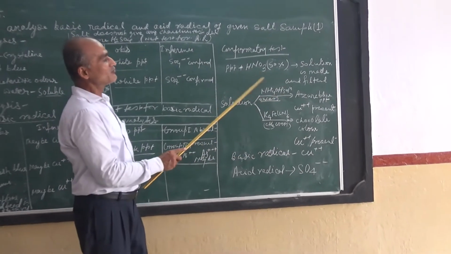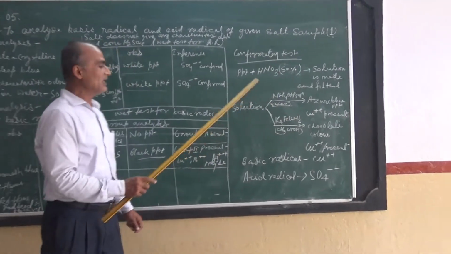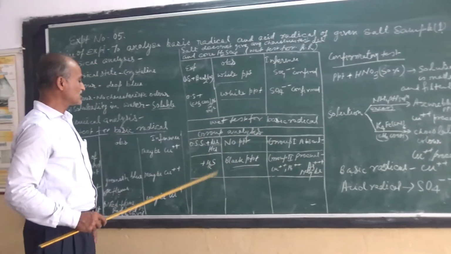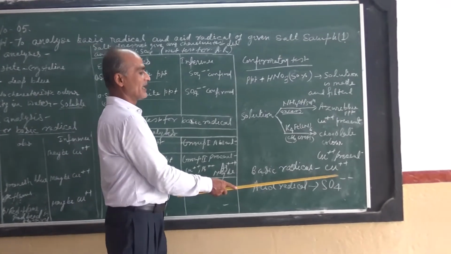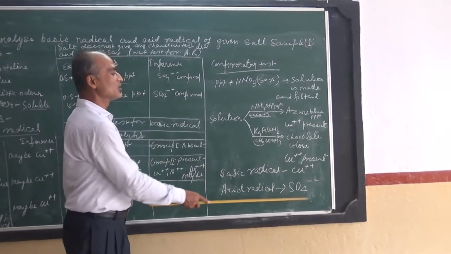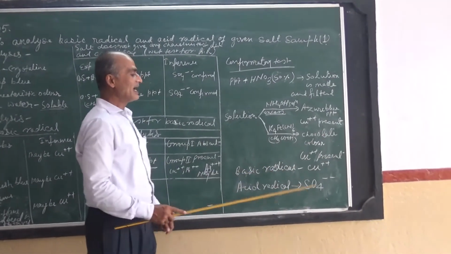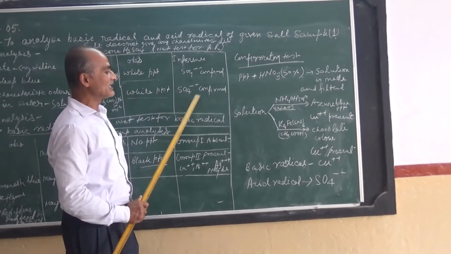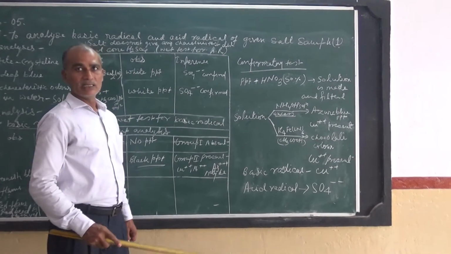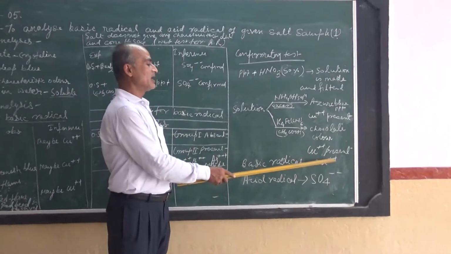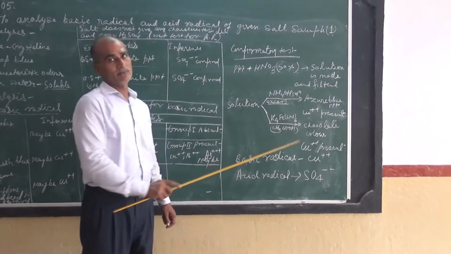Finally we have observed that our acid radical is sulfate and the basic radical is the cupric ion. That is, our salt is cupric sulfate. Here we have confirmed that the acid radical is sulfate and the basic radical is the cupric ion. This confirms that our salt is cupric sulfate.